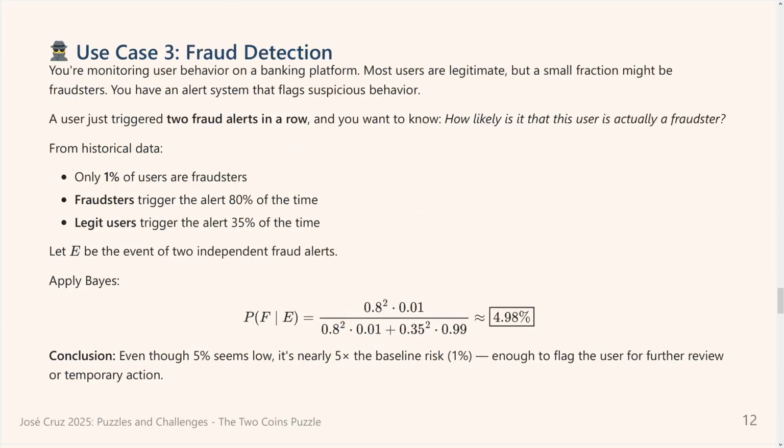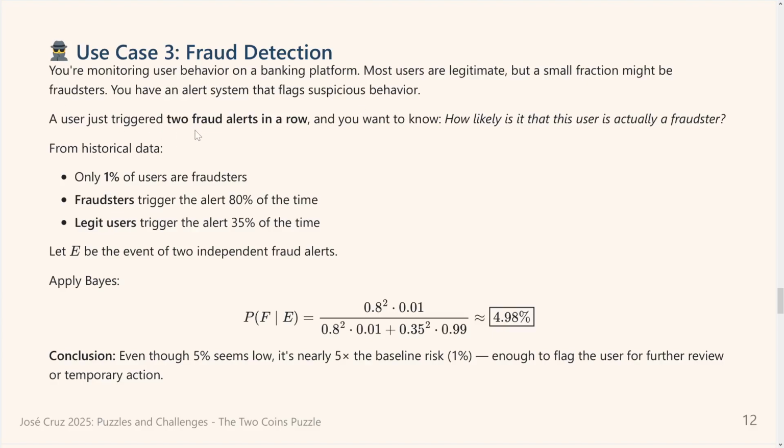Now let's see fraud detection. Imagine a bank, it's the same concept. Again, you are monitoring user behavior in a banking system. Most users are legitimate, but a small fraction might be fraudsters. You have an alert system that flags suspicious behavior. Again, you have a system that flags a suspicious mail, a doctor that finds someone probably has a disease, you find that probably one of the coins is biased. It's always the same concept. You are only changing the entities.